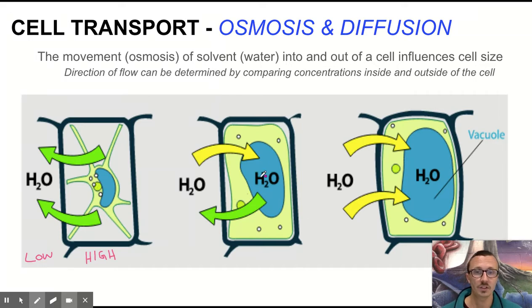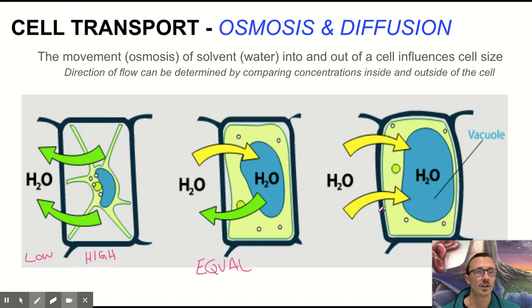Well, if you look at this example right here, it looks like water is moving in and out of the cell equally, right? And so we could probably assume that the amount of water inside of the cell and the amount of water outside of the cell might be equal, right? Or we could say that they're at equilibrium.